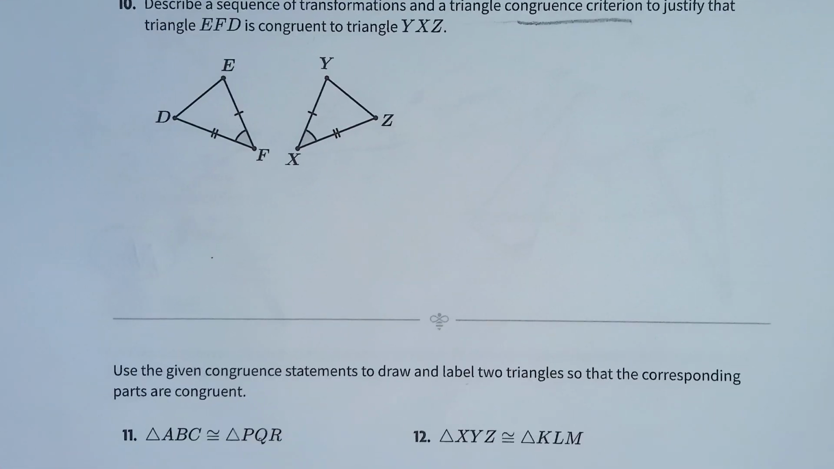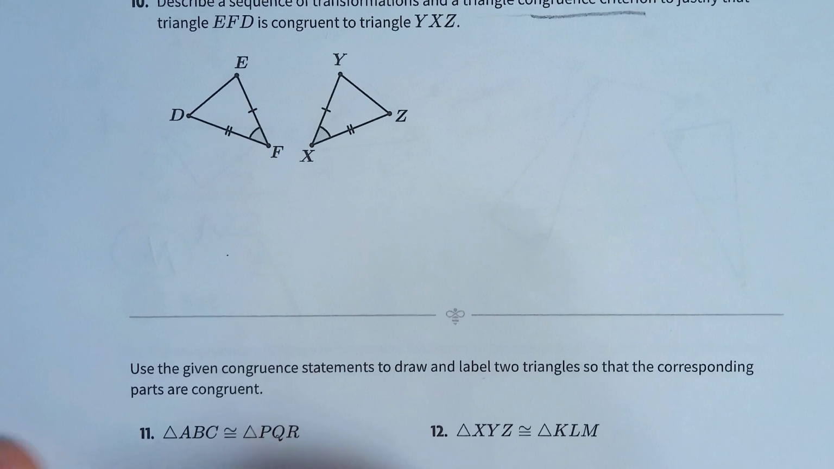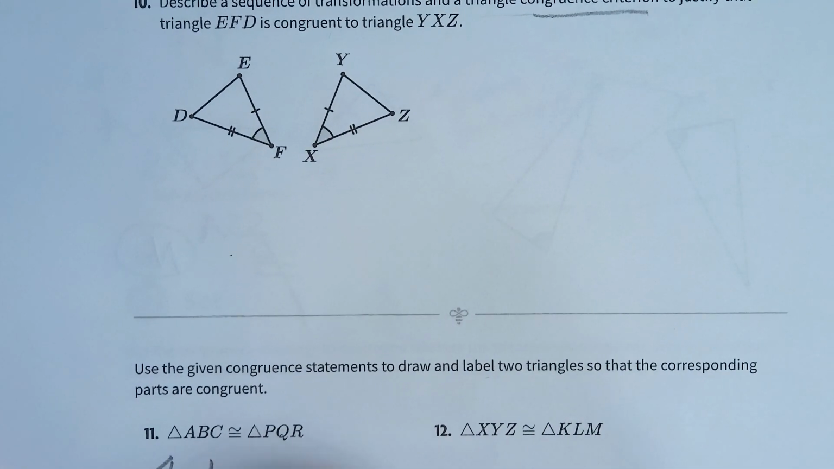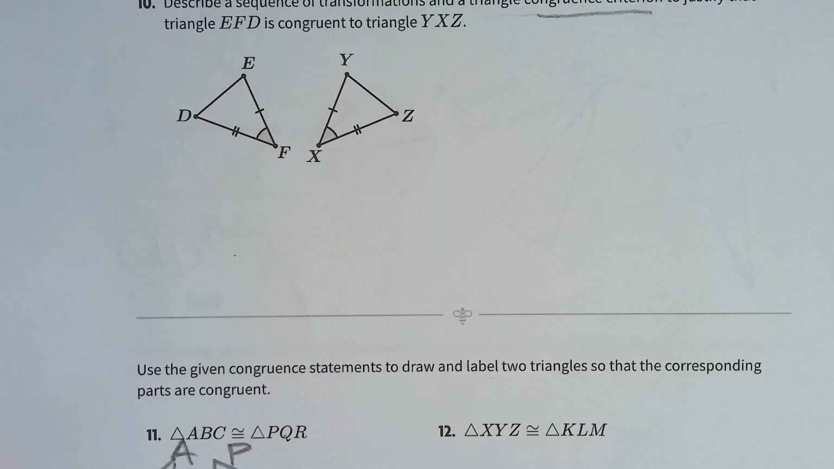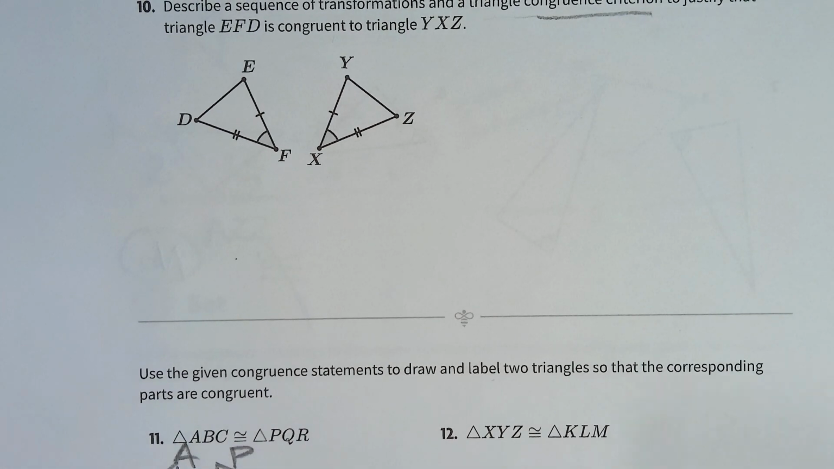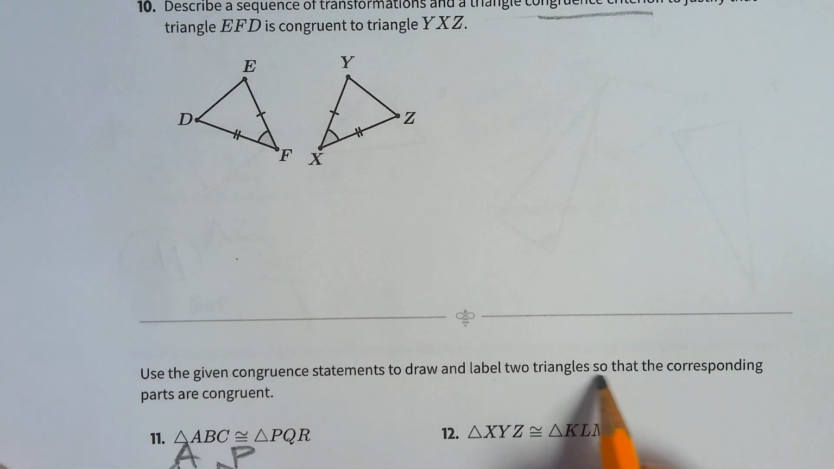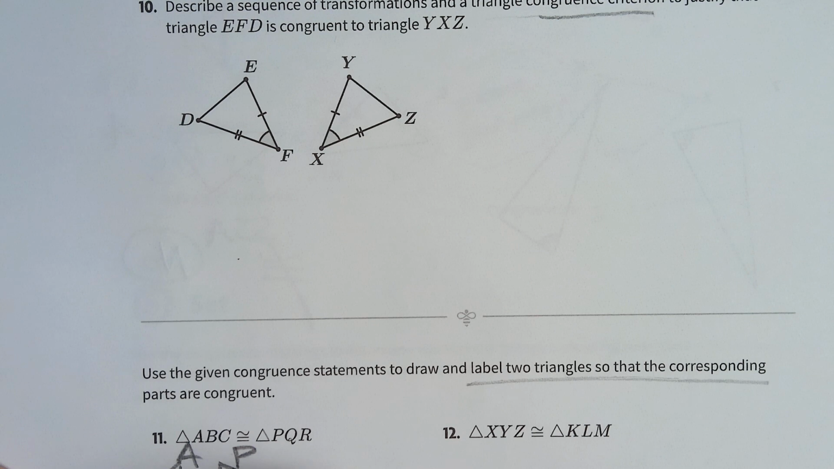Use the given congruence statements to draw and label 2 triangles so that the corresponding parts are congruent. You can do these with reflection or without. A, B, C, P, Q, R. Okay. Don't forget to give them their markings. I guess that's all that's required. But they want labels so that all the corresponding parts. Okay, fine. Single arc, double arc. What's this corner? Trips.